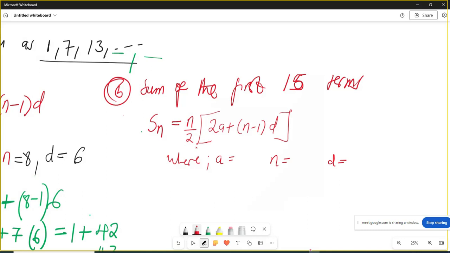Okay. So now, A is always the first term. As usual, A is always the first term, whether it's AP or GP. First term.